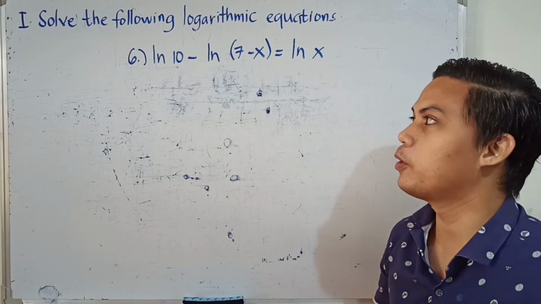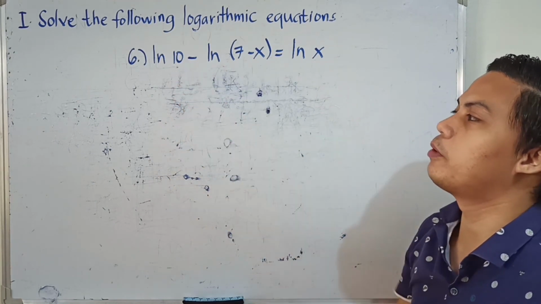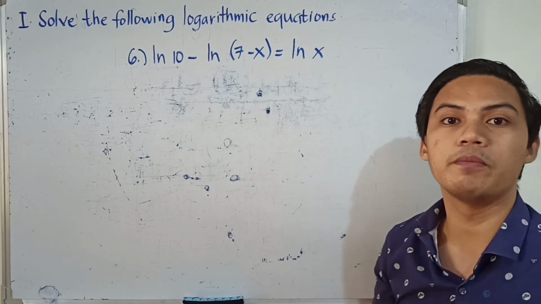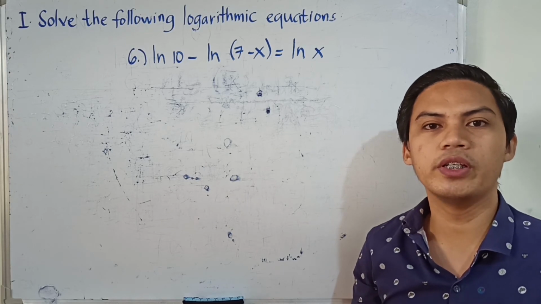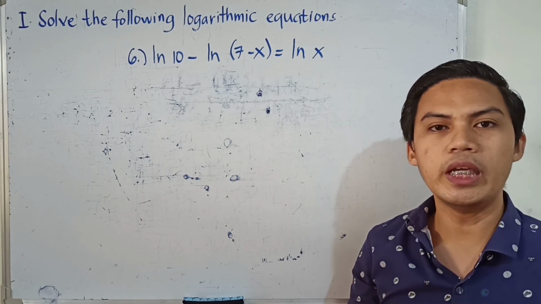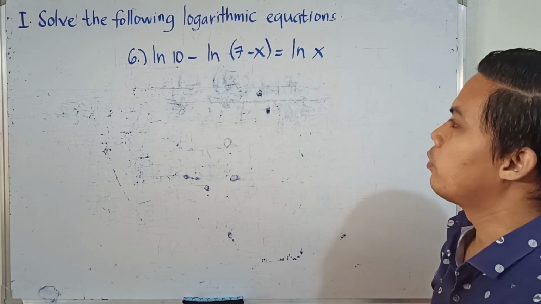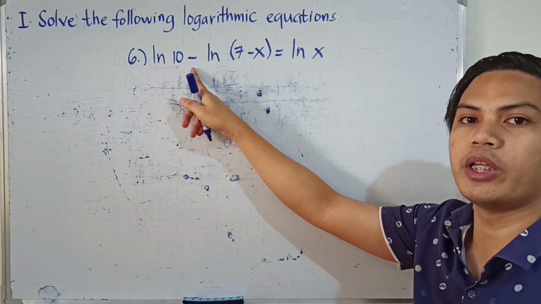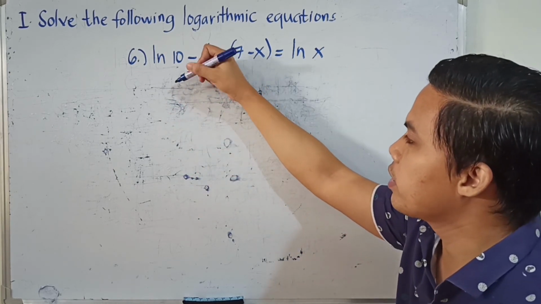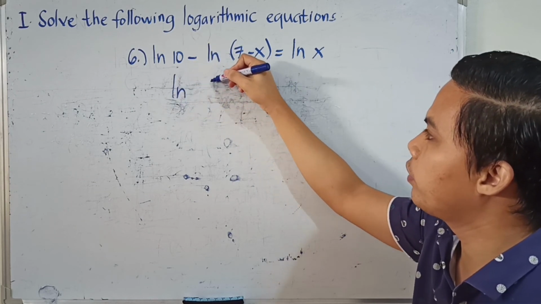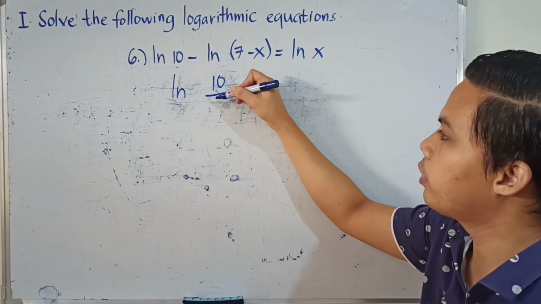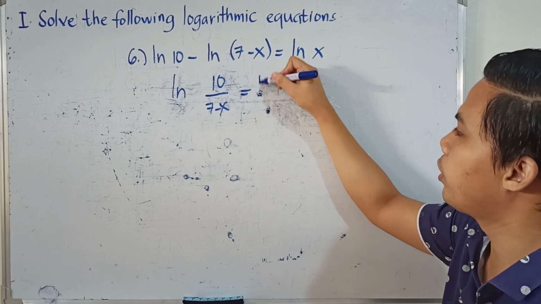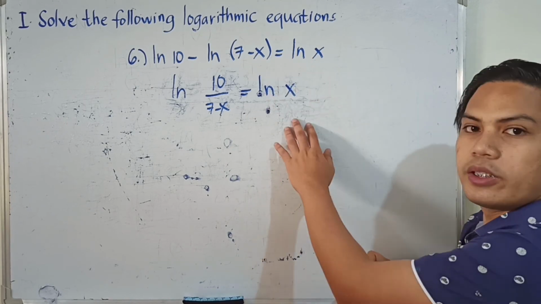And for our last example, we have the natural logarithm of 10 minus the natural logarithm of 7 minus x is equal to the natural logarithm of x. When we have a natural logarithm, our base is equal to e, or Euler's number. If we observe, the operation here is subtraction, so we will use the quotient rule. To condense them, we have the natural logarithm of 10 divided by 7 minus x is equal to the natural logarithm of x.